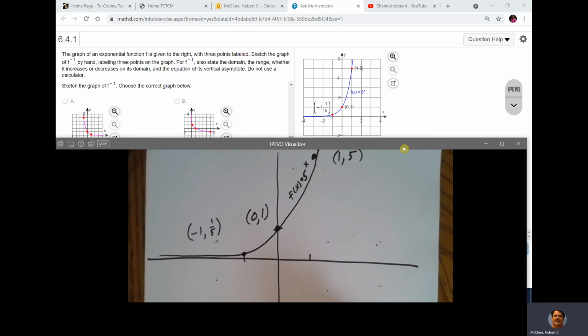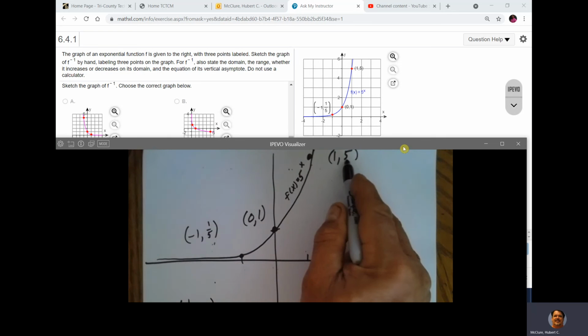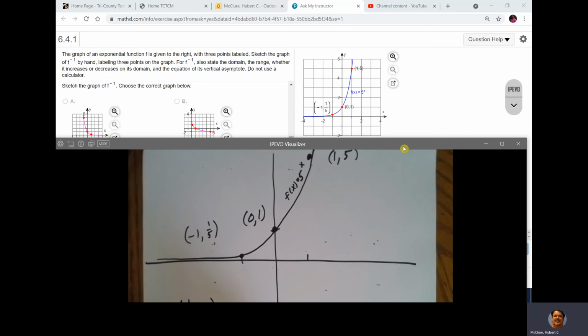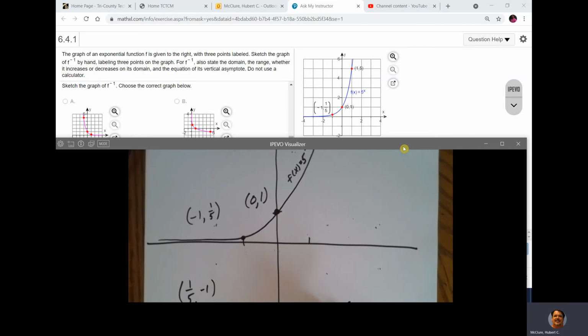Okay, so how in the world do you do this graphically? Well, with the inverse, the y is the x, the x is the y. In other words, it's just backwards. So I got to turn this around, and I'm going to do 1/5, -1. I'm going to turn this around. It's going to be 1 and 0. I'm going to turn this around. That'll be 5 and 1. And I'm going to graph those points.